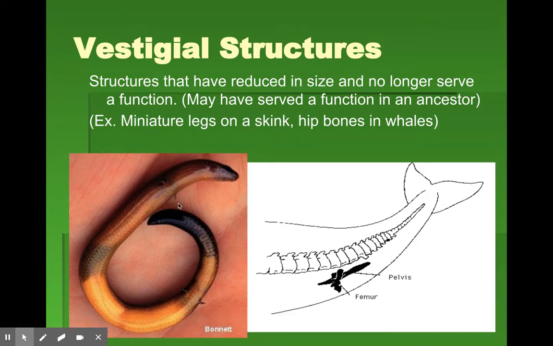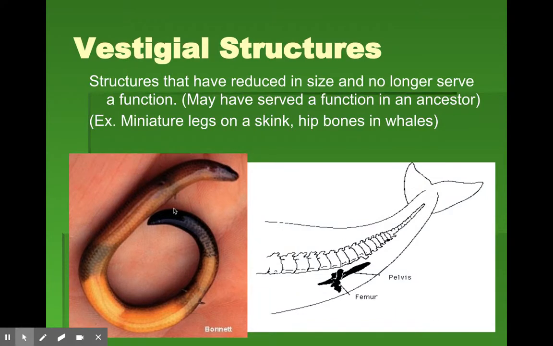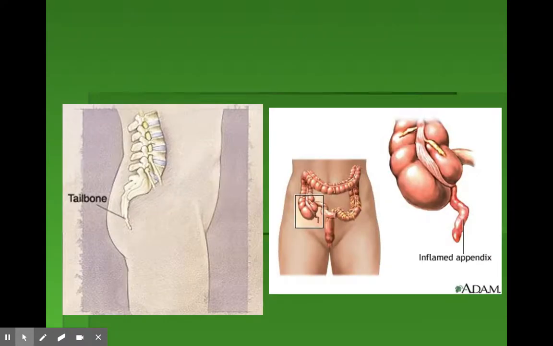Each of these no longer serves a function, because why would a whale need a hip if they don't have legs? The skink no longer uses its legs, so they're getting smaller. So these structures have reduced in size because they're no longer in use. But maybe at one time in the past they were being used, because they were found in their body structure. Not only animals have these, but humans do as well. Here are a couple examples of what humans have.